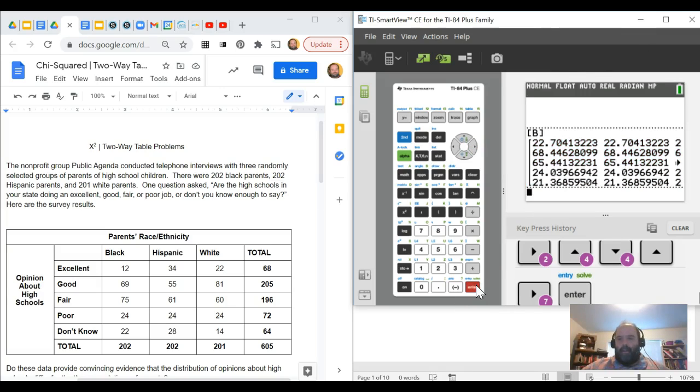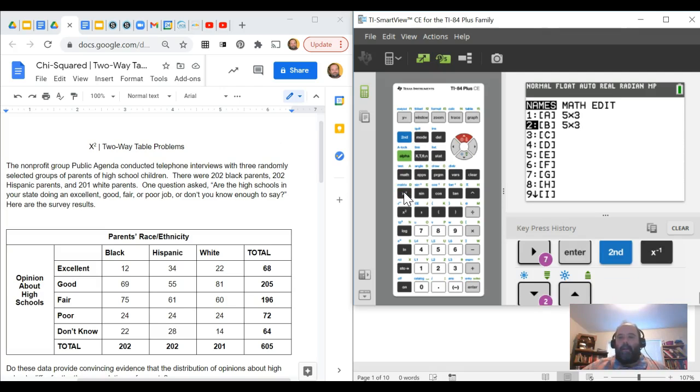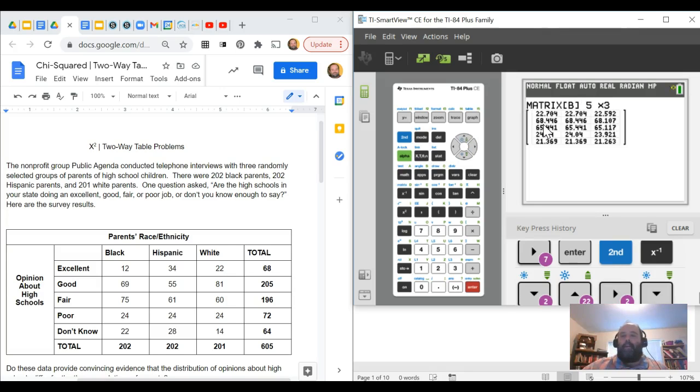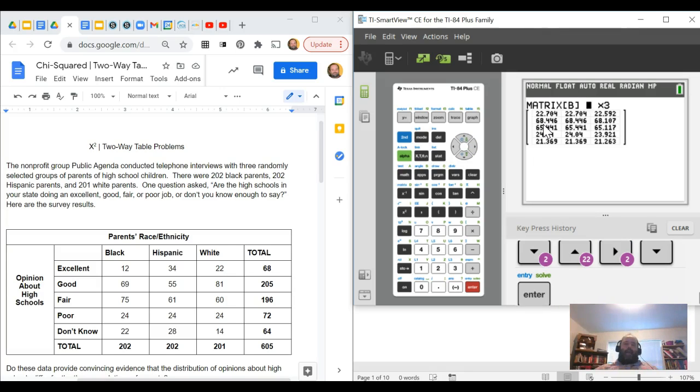Let me see if I can get the B matrix one more time. It's probably even easier if I just edit the B matrix, because that way I have a lot more control. So let's go over to edit the B matrix. I'm not going to change anything, I'm just going to look at it, right?